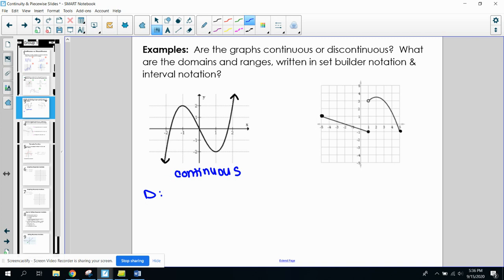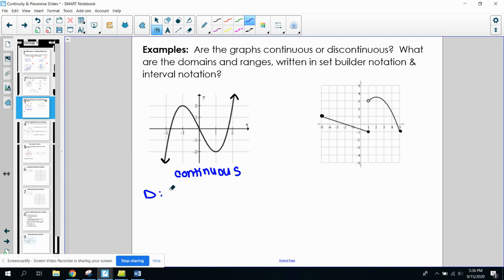Remember that the domain are the x values. So if we're looking at the x values on this graph, the arrows are indicating that this graph continues. So as it continues, it's going to span every x value that there is. So it would be all real numbers.